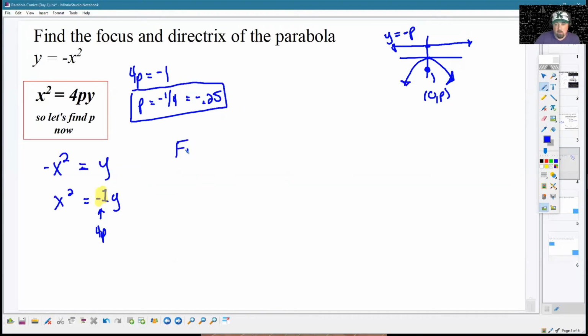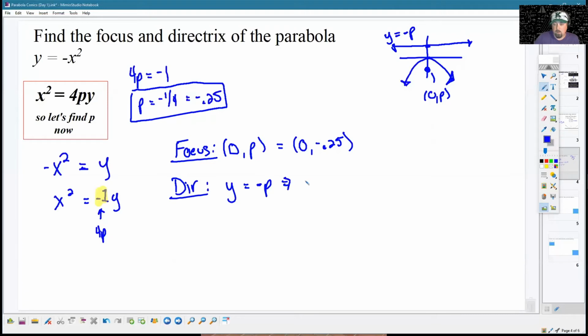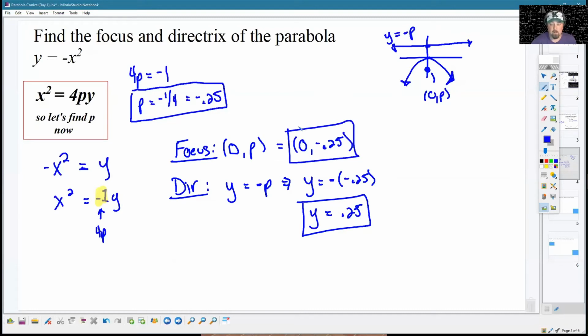So when we find the focus, it is (0, p). So we plug in that, and that means that our focus is (0, -0.25) or negative 1/4. Our directrix, which is an equation, is going to be y equals negative p. So that is y equals negative negative 0.25, which is why it's above and in the positive, because negative and negative give you a positive. That's 0.25. So there's our focus and our directrix from that equation. Let's try another one.